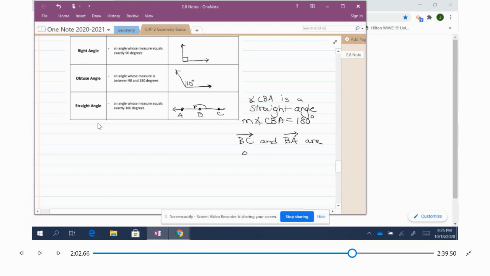One other thing that will come up is BC, that ray, and BA, that ray. They have the same endpoint. We talked about that, a little tricky. Think of BC as the straight path, and it ends at B. So tricky there. These rays have the same endpoint, and together they make a straight angle. They are going to be considered opposite rays.